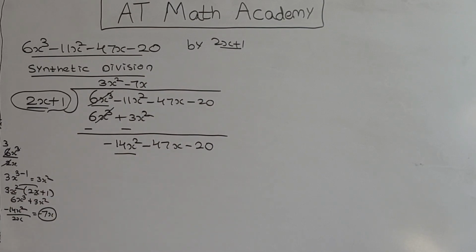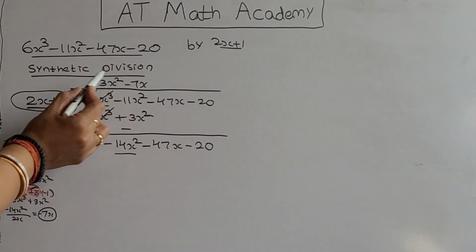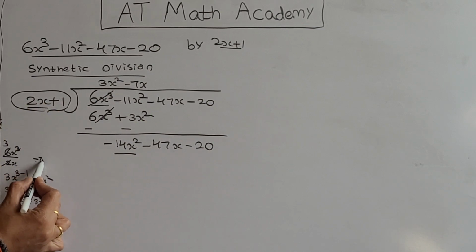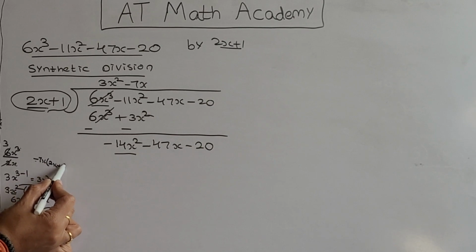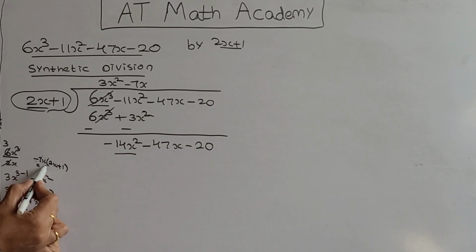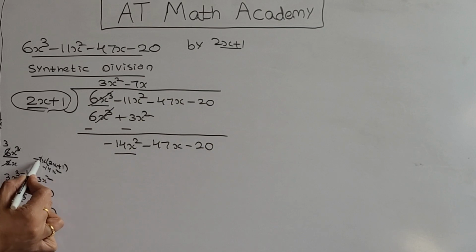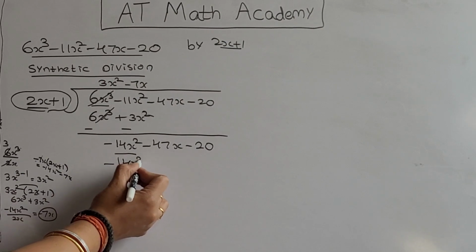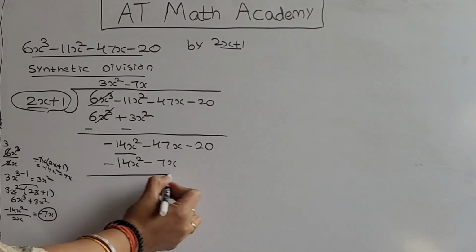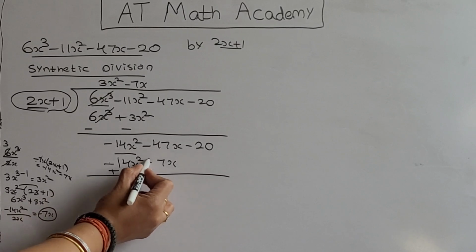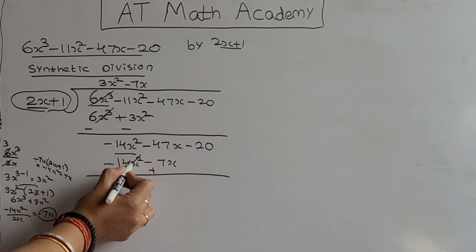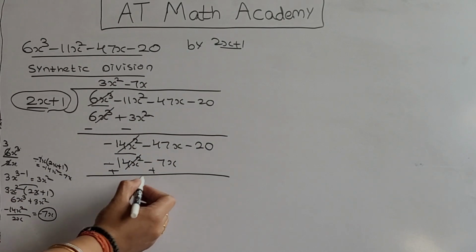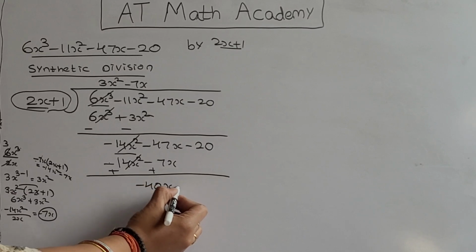Now my next job is to multiply this minus 7x with 2x plus 1. So minus 7x into 2x plus 1 gives me minus 7 into 2 is minus 14, x into x is x squared, minus 7x times 1 is minus 7x. So I got minus 14x squared minus 7x. Now I need to subtract it. So negative becomes positive, negative becomes positive. Minus 14x squared plus 14x squared gets eliminated, and minus 47x plus 7x gives me minus 40x minus 20.